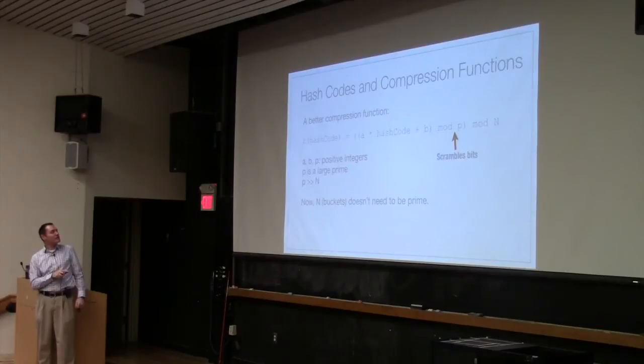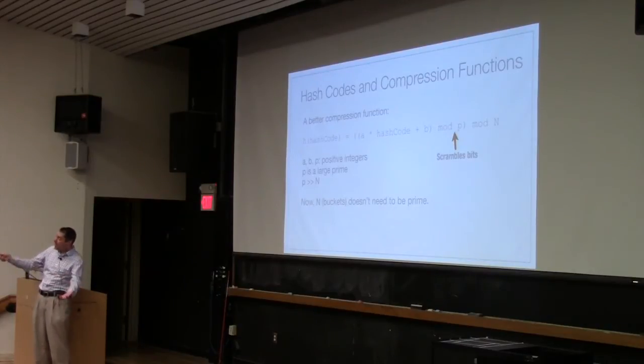What are you doing? You're actually saying, okay, A and B are positive integers. P is some large prime that's bigger than the number of buckets you have. And if you apply this hash function, once you've hashed it, you do your hash code, you do A times hash code plus B, mod it by this giant prime number, scrambling everything up, and then mod it by the number of buckets, you will get a nice even distribution.